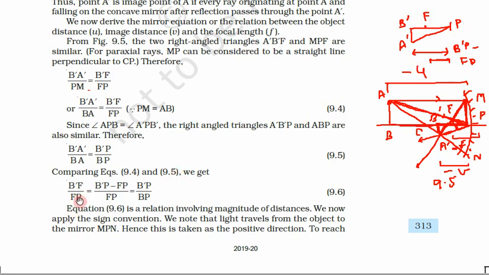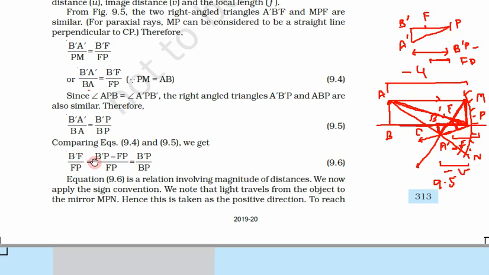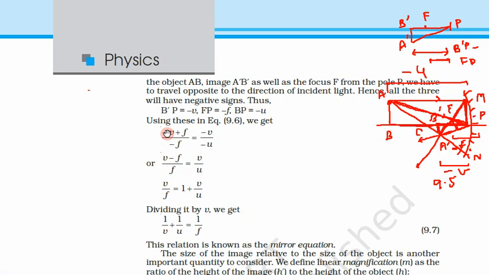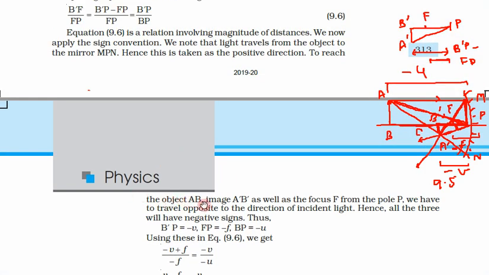Our equation is B'F upon FP, and we have put the value of this B'F. It is nothing but B'P minus FP upon FP is equal to B'P upon BP. Now the object AB, image A'B' as well as focus F from the pole, we have to travel in the opposite direction. So we know all the directions are opposite to the direction of the incident light, hence all will be in the negative direction. All will have the negative sign that we have already learned.